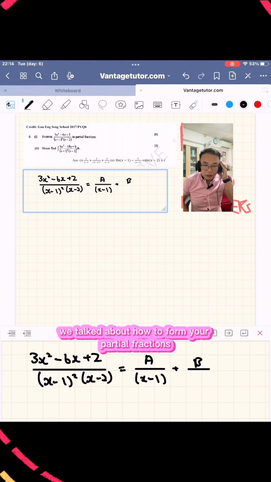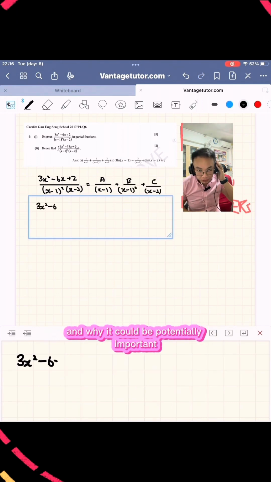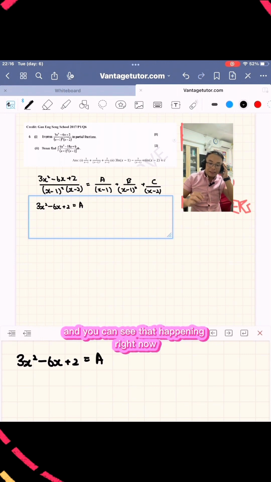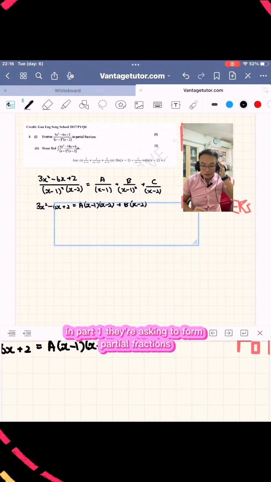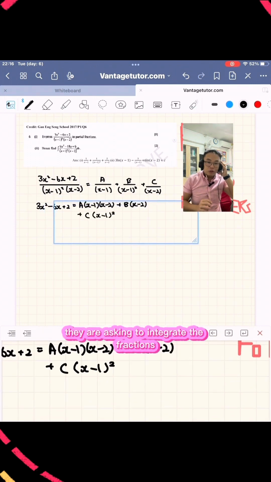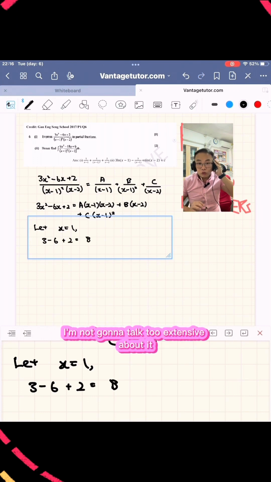Now, last week we talked about how to form your partial fractions and why it could be potentially important for your integration techniques. And you can see that happening right now. In part 1, they're asking you for the partial fractions, whereas in part 2, they're asking to integrate the fractions. Now, the partial fraction part, I'm not going to talk too extensively about it.